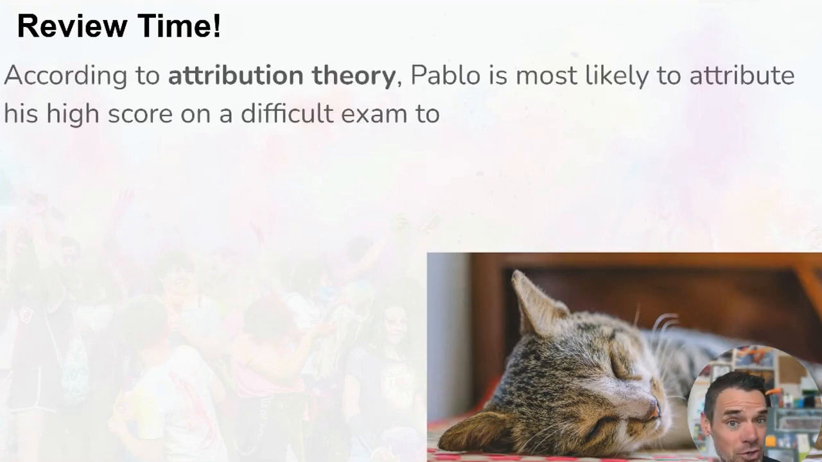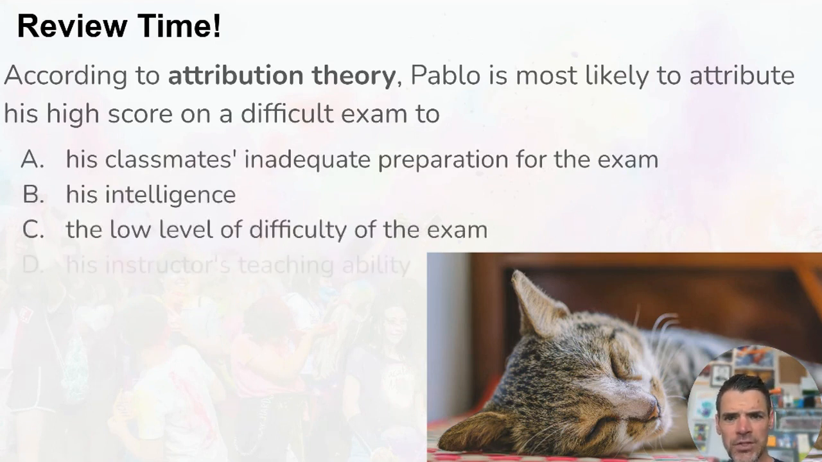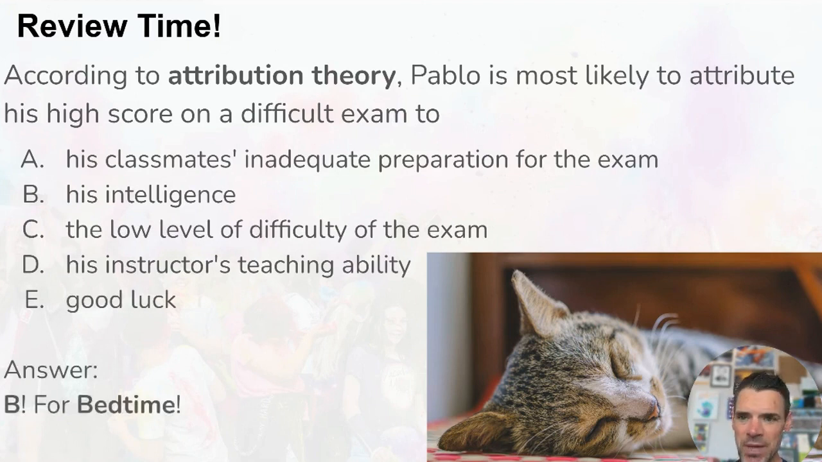According to the attribution theory, Pablo is most likely to attribute his high score on a difficult exam to his classmates' inadequate preparation for the exam, his intelligence, the low level of difficulty of the exam, his instructor's teaching ability, or good luck. Attribution, character, traits. It is B, his intelligence.